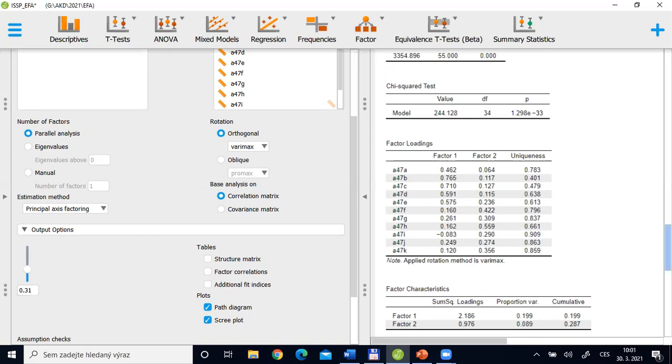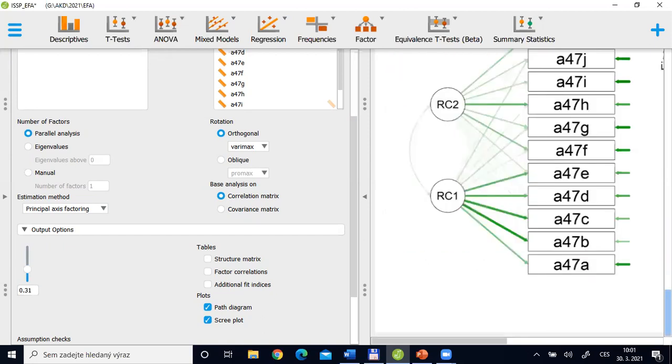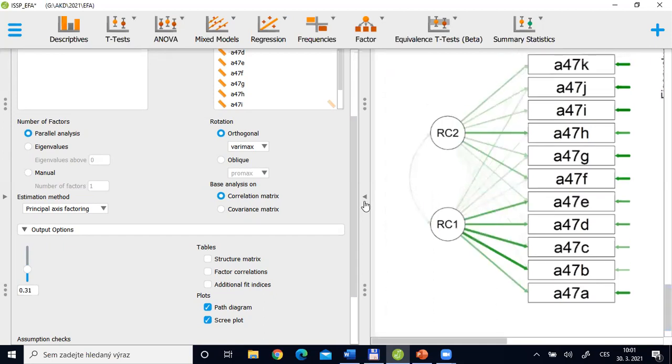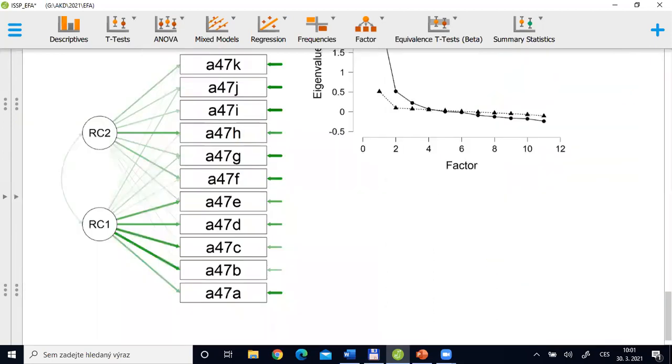So here we have also the picture. Maybe we can start with the picture, and then we would see also the table of factor loadings.